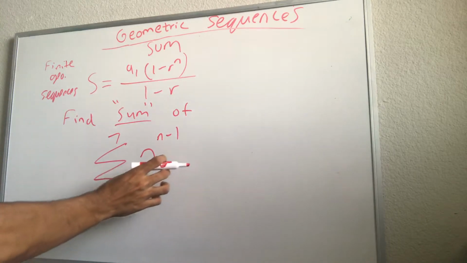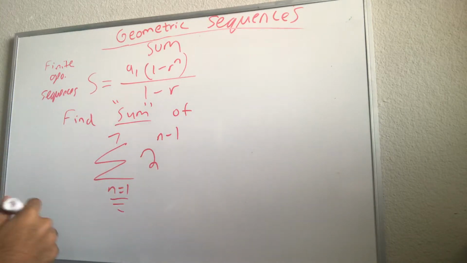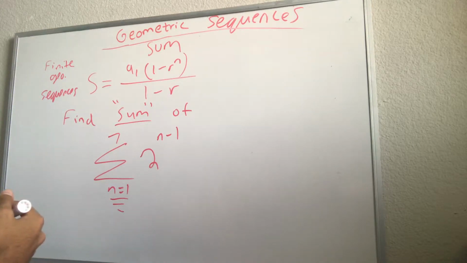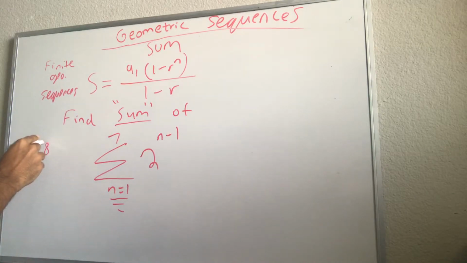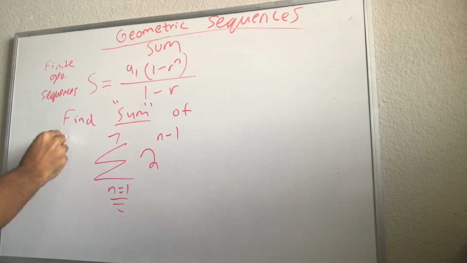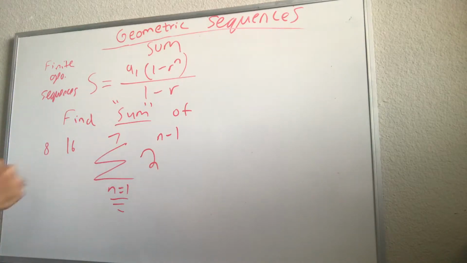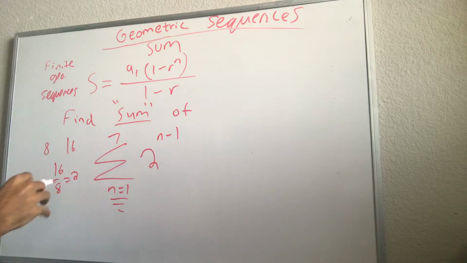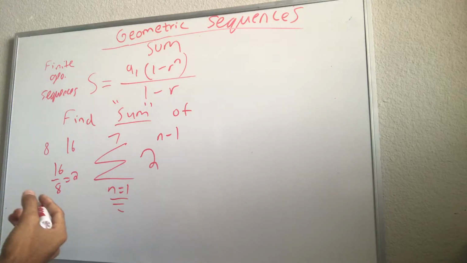Now clearly, if you have 2 to the power of anything, say n is 4, then 2 to the power of 4 minus 1, that's 2 to the power of 3, is 8. And if n is 5, then 5 minus 1 is 4, and 2 to the power of 4 is 16. And you see that there's that common ratio: 16 divided by 8 is 2, and so that is your common ratio.